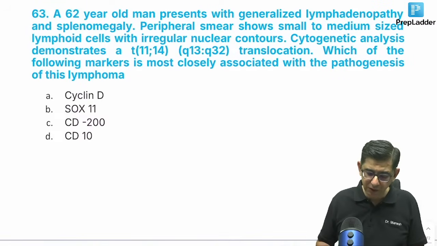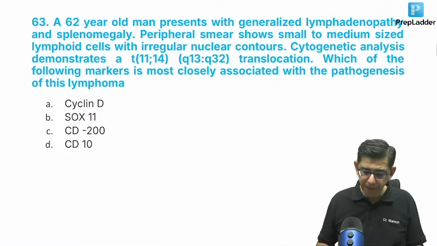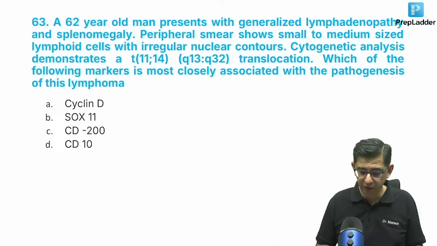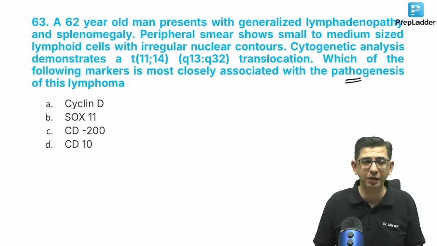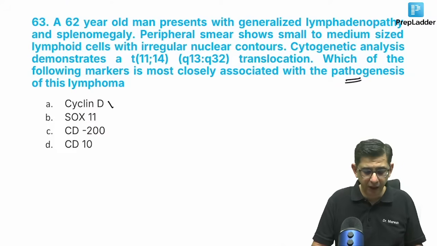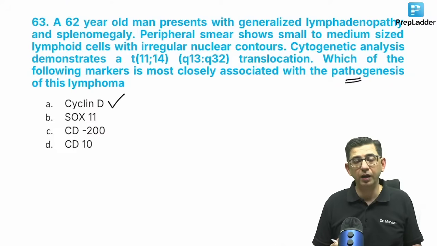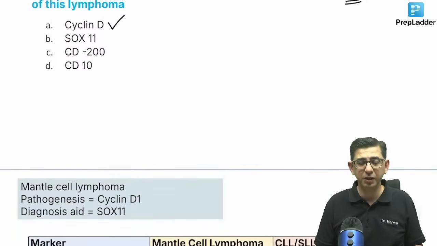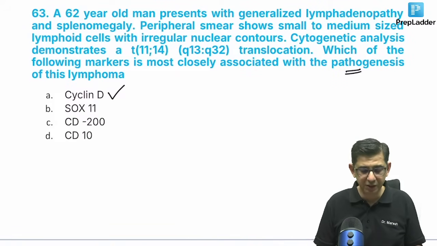Then is a question with respect to lymphadenopathy, mantle cell lymphoma. I think the question was related to pathogenesis. So if pathogenesis is there and you ask me a single best answer, I'll go with cyclin D. I checked with ma'am also. And if cyclin is not going to be given, then the diagnostic aid would be SOX also. But single best answer is cyclin.